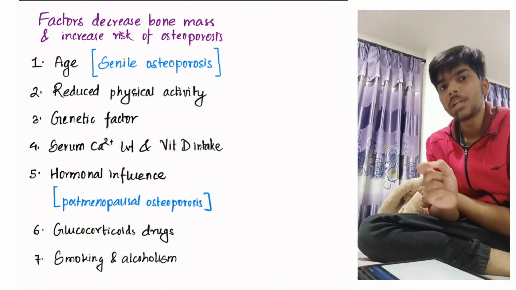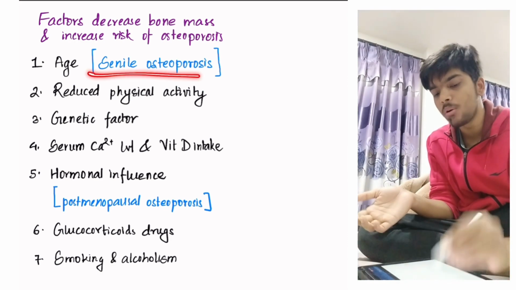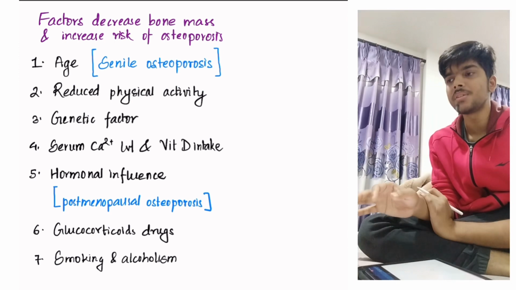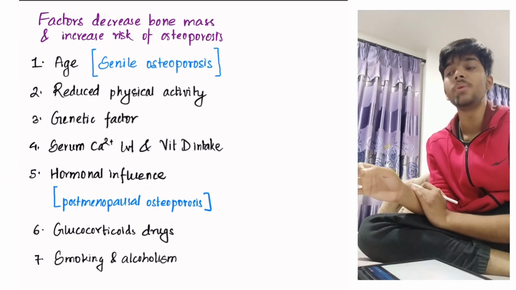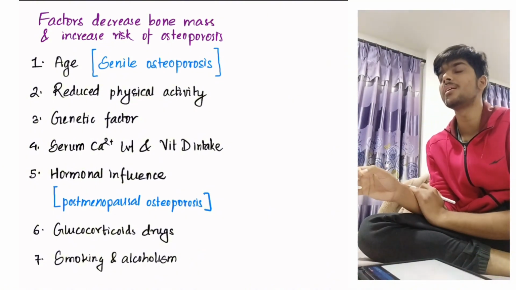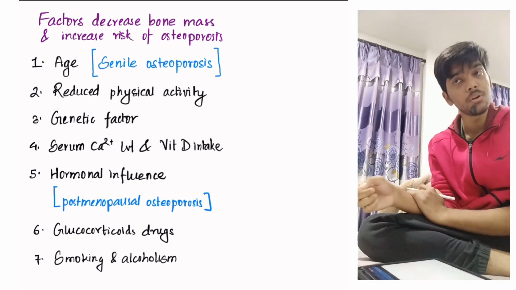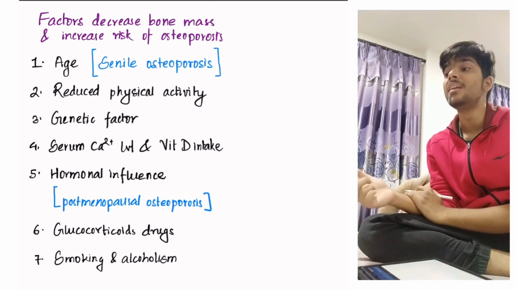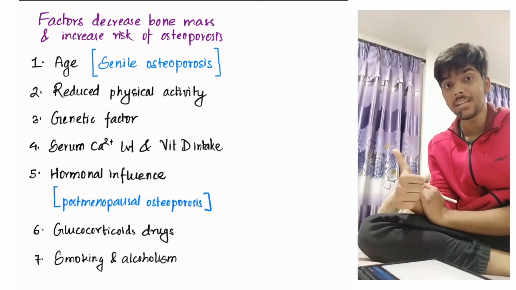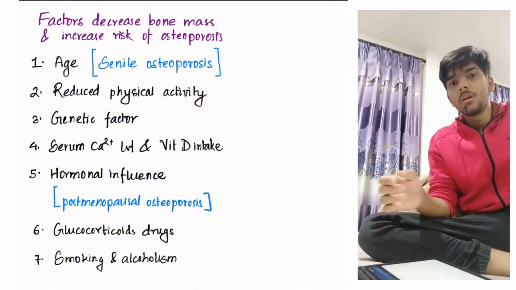If a person gets osteoporosis due to an age-related problem, then that's your senile osteoporosis. So what is senile osteoporosis? Senile osteoporosis is the type of osteoporosis that is caused due to age-related problem. That is when the osteoblast cells become inactive and irresponsive towards growth factor, leading to higher osteoclastic activity as compared to osteoblastic activity, leading to higher resorption of bone as compared to formation of new bone. That's it. Second factor is reduced physical activity.